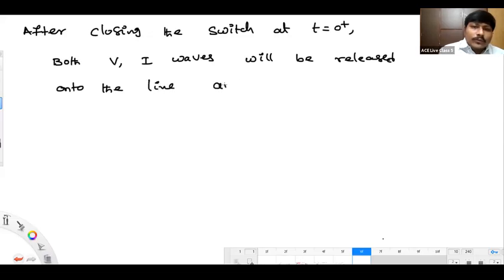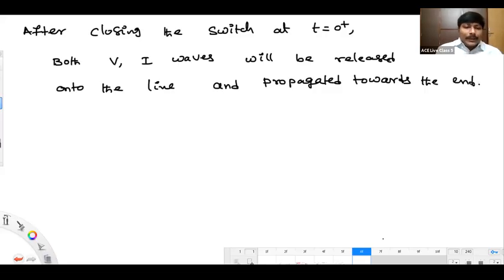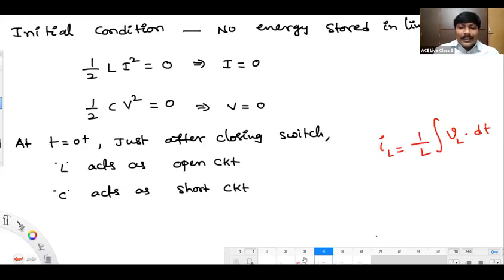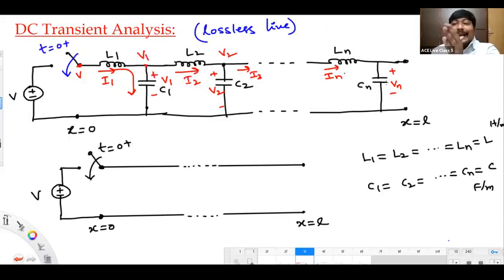The wave propagated towards the end. Please tell me how much time this voltage and current waves are going to take to reach the end, meaning x equals L. How much time will it take?